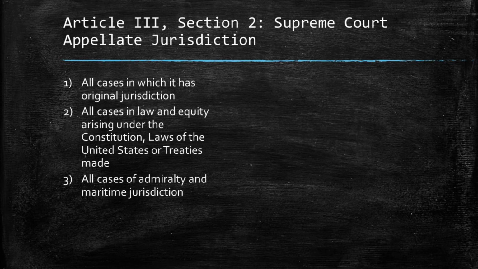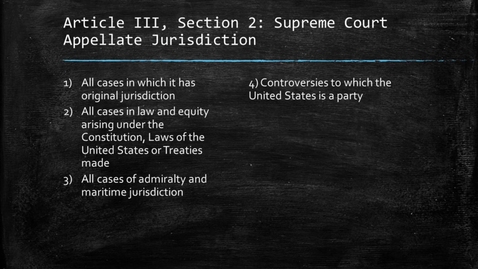They also have cases over what we call admiralty and maritime jurisdiction. Those involve who can use those particular waterways. What if one boat runs into another boat, right? All those different things will get to the U.S. Supreme Court on appellate jurisdiction. There are controversies where the United States is a party. So anytime anyone sues the United States for anything, that case could go to the U.S. Supreme Court on appellate jurisdiction.